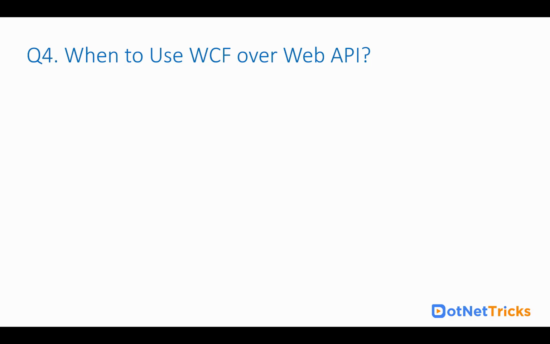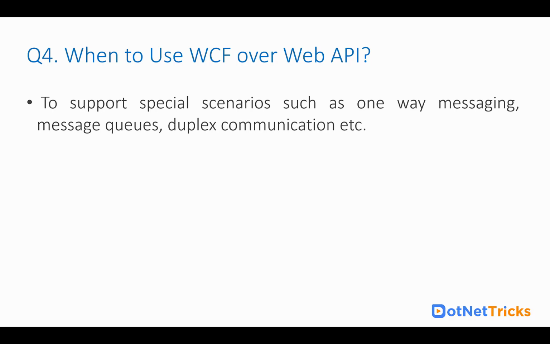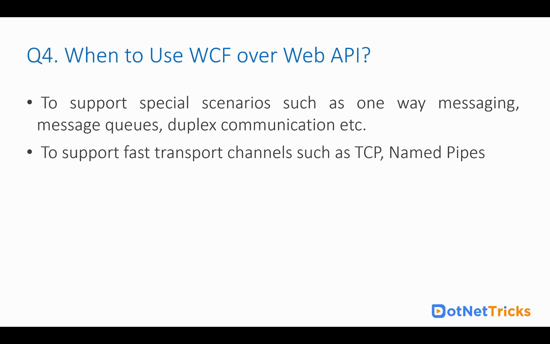Now let's move to the next question: when to use WCF over the Web API. Sometimes people compare WCF with the Web API. Now let's understand the use cases where WCF is helpful. We should use WCF to support special scenarios like one-way messaging, message queue, and duplex communication. If these cases are needed, you should use WCF. Even to support the fastest transport channels available. Sometimes we have a service that you might be exposing through the HTTP protocol, and now you need to use the fastest transport channel like TCP/IP and named pipe. So there WCF can be used.